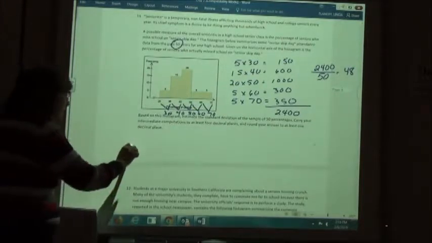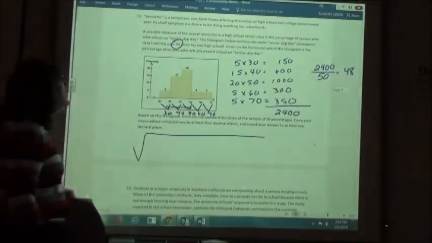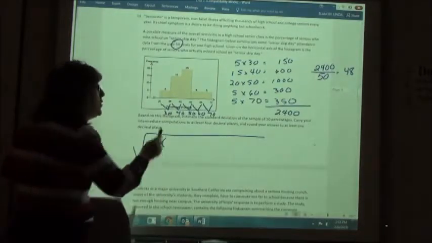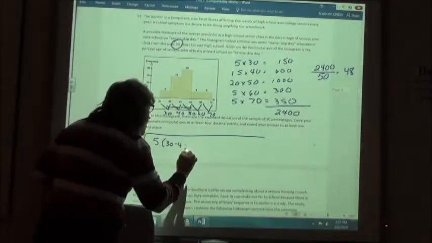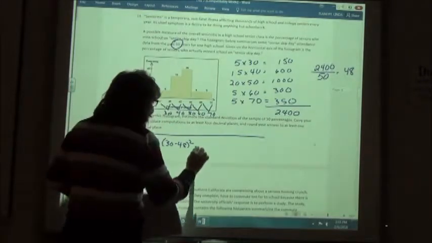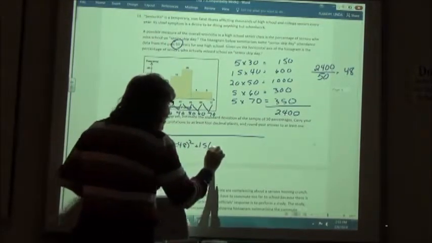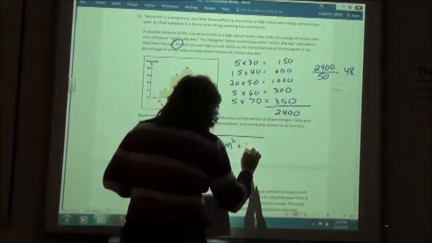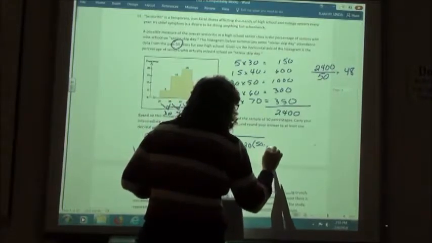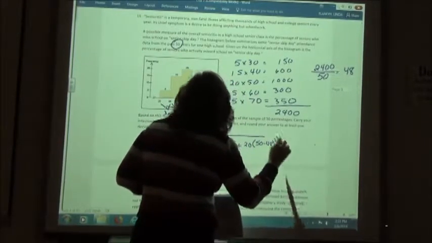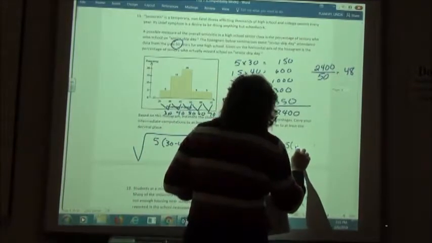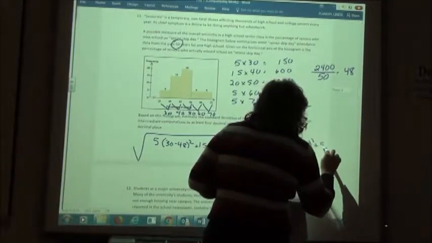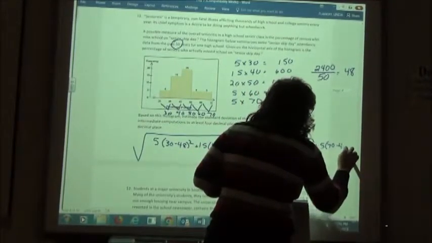We now have to plug that into our formula. So, first one, we have 5 in that group, and then we're going to do 30 minus our 48 squared. And the next one we had 15, and we're going to have 40 minus our 48 squared. The next one we had 20, and then we're going to have 50 minus our 48 squared. The next one we had 5, and we had 60 minus our 48 squared. And then we have 5 again, and we had 70 minus our 48 squared.